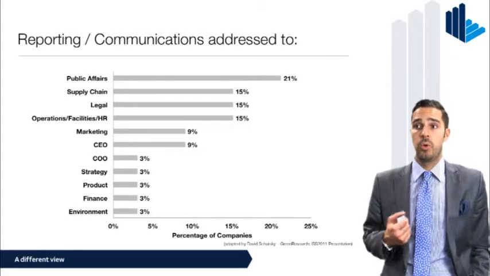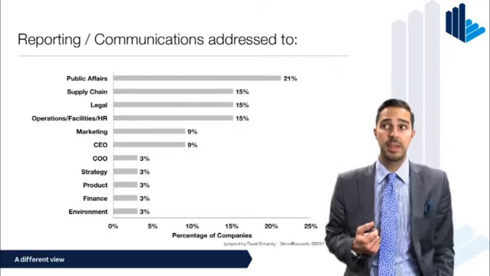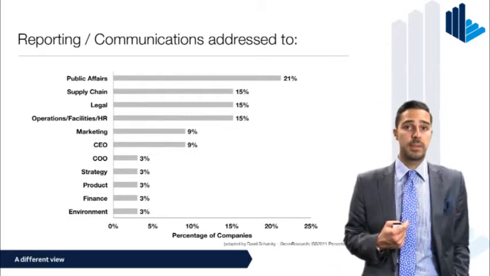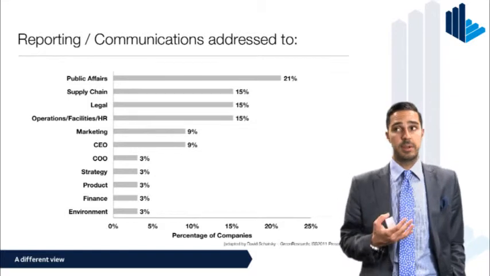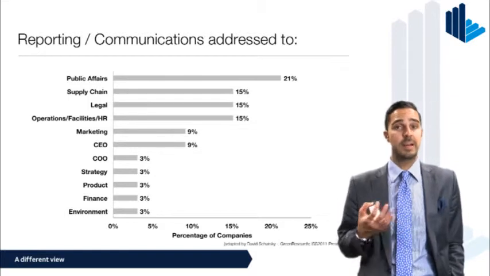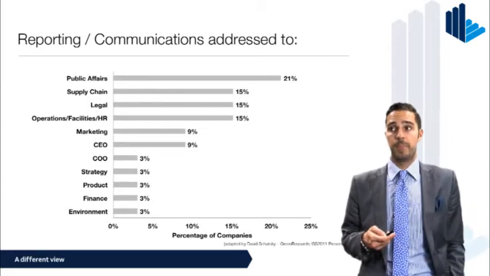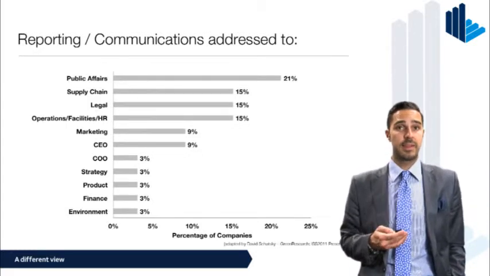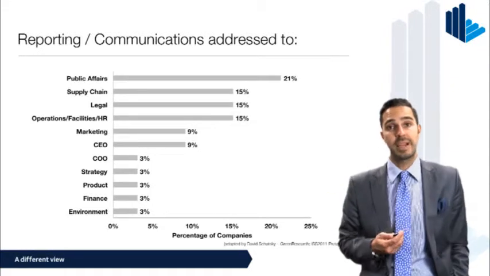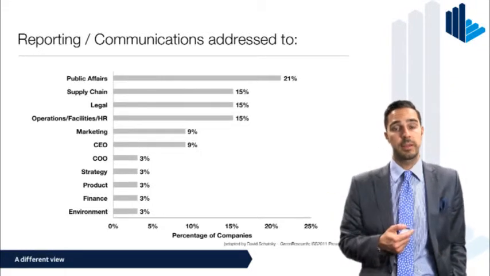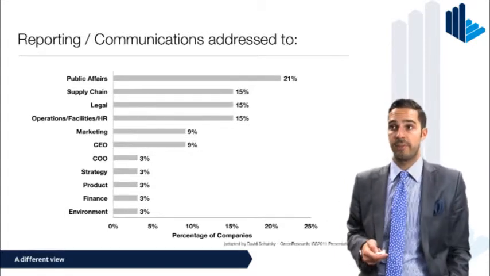Also, who is basically managing reporting? Typically, the unit is public affairs, followed by supply chain, legal, marketing, operations people. And this, again, gives an idea also of the complexity of the reporting activity in a corporate environment.